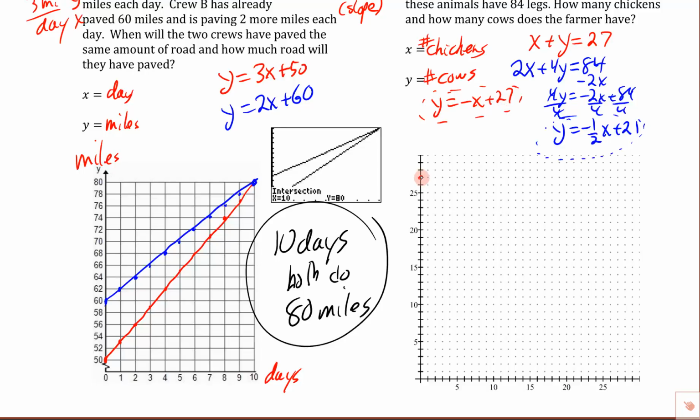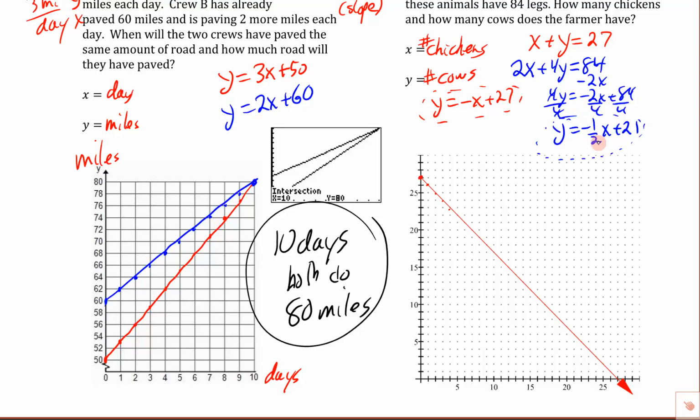This one crosses at 27, and the slope is -1, so down 1 over 1. So it's going to go like this, okay? So I'm going to grab my line making tool, and I'm going to start right here, and I'm just going to go down that line so that it looks like this, okay? So not too bad. And then let's graph the other one.